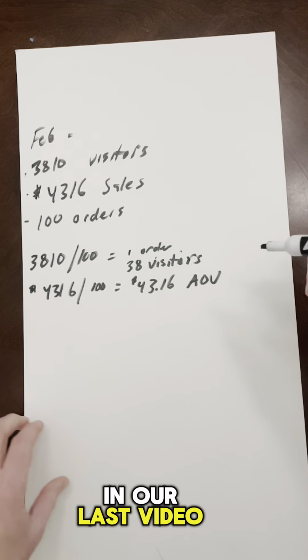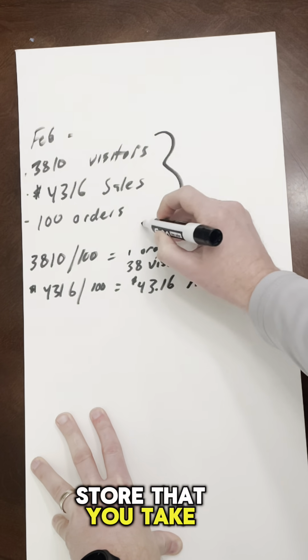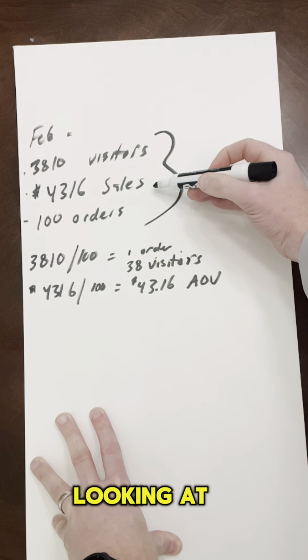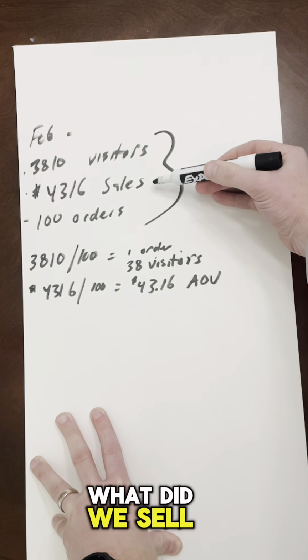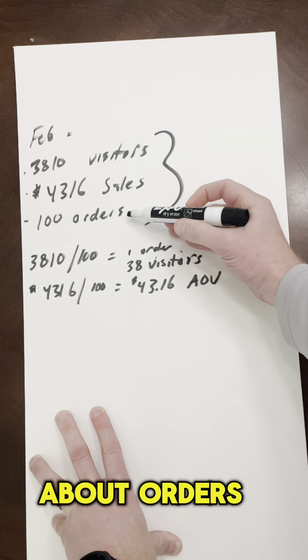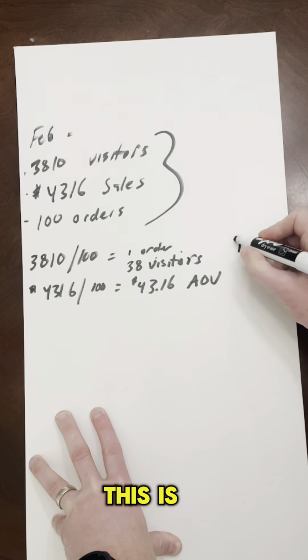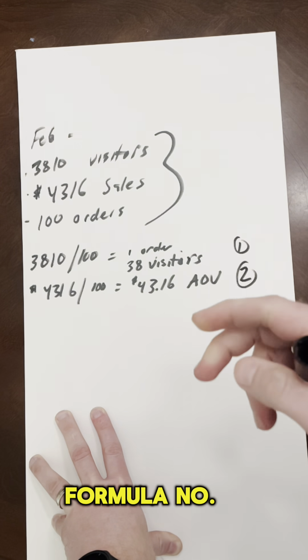In our last video, we talked about some of the metrics that we see coming out of the store that you take a look at. In most cases, teams are looking at sales: how much money, what did we sell, let's ship off these items. We also talked about orders and visitors. So there were two formulas that we came up with. This is formula number 1 and this is formula number 2.